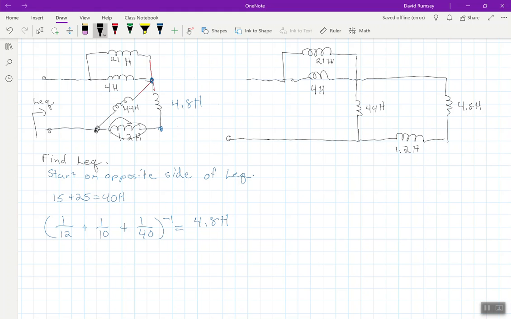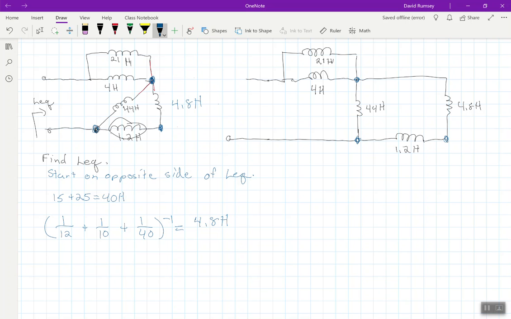So the easiest way to see that it's the same circuit is just look at your nodes. I've got a node here, and what's connected to it? The 21, the 4, the 44, and the 4.8. This node here: the 21, the 4, the 44, and the 4.8. Look at this node. What's connected to it? The 44 and the 1.2. And then clearly this node right here has just got the 4.8 and 1.2. So it's absolutely the same circuit. The node connections are identical.